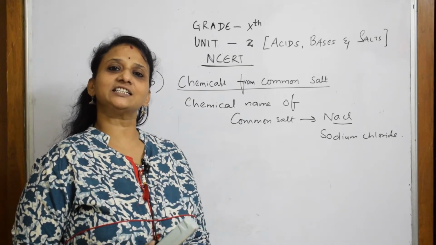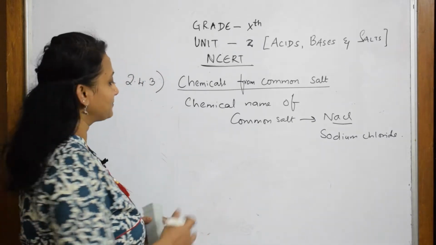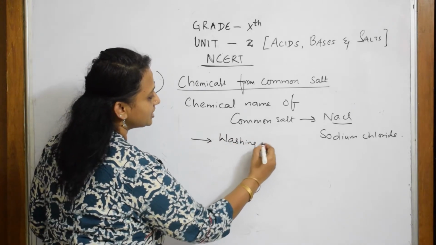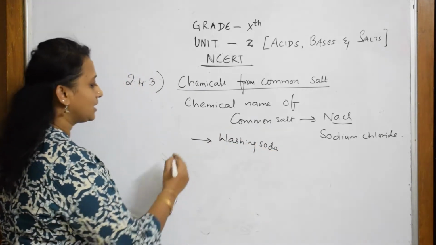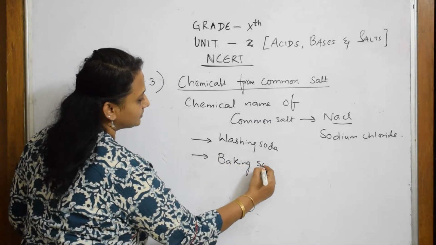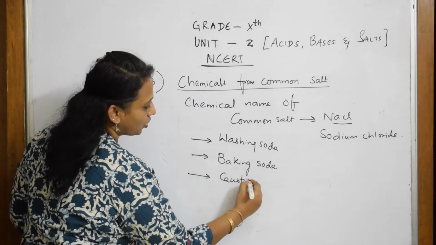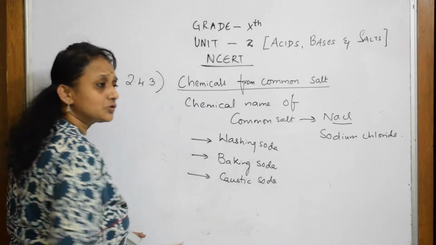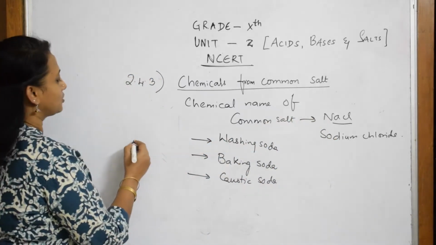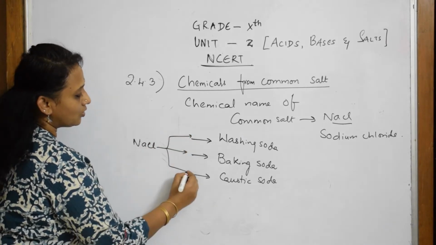So as per the grade 10 syllabus, you have been assigned to learn different compounds like washing soda. Okay, you are given a compound called baking soda. You are given a compound called caustic soda. So for all these compounds, the raw material which we are going to use is sodium chloride. So NaCl will be used as a raw material for preparing all these three.